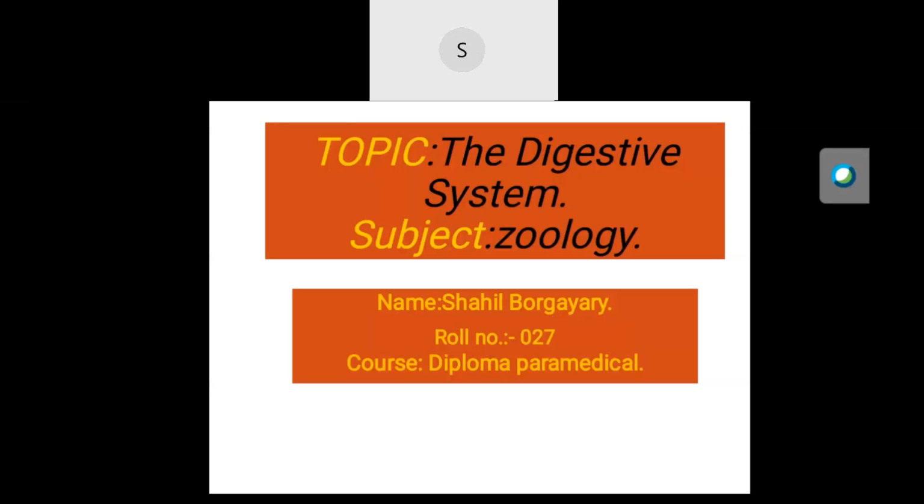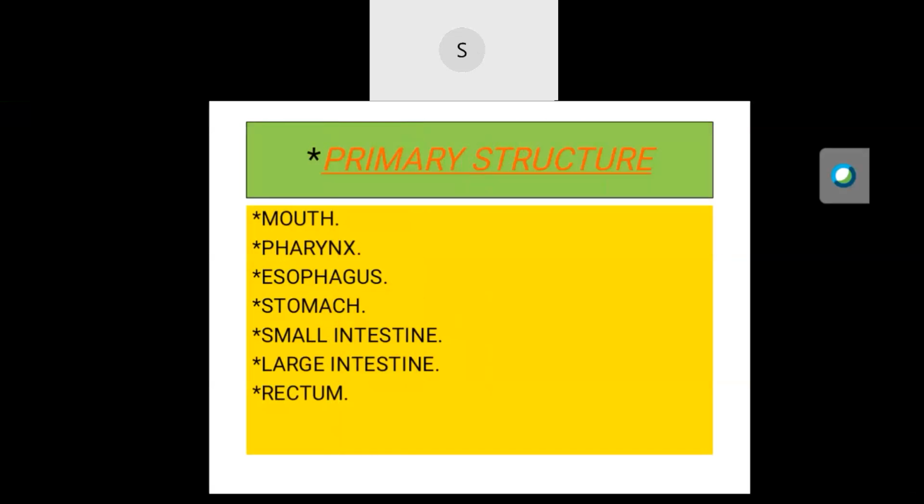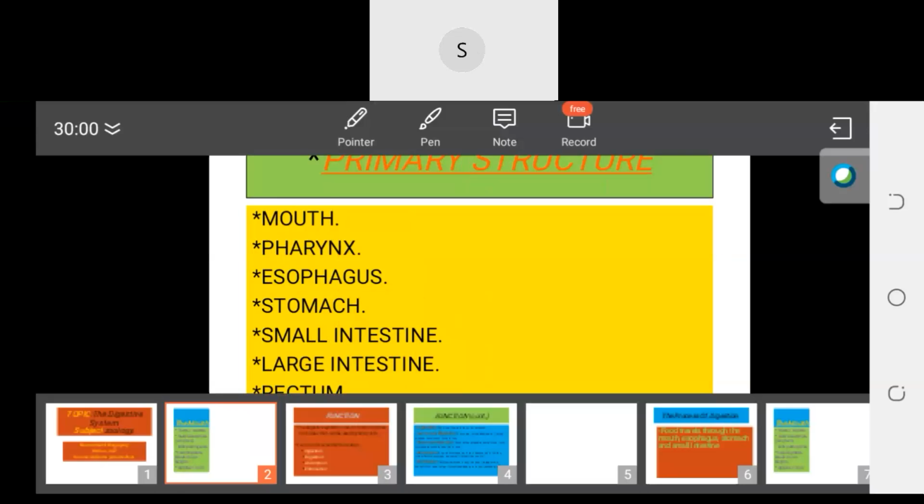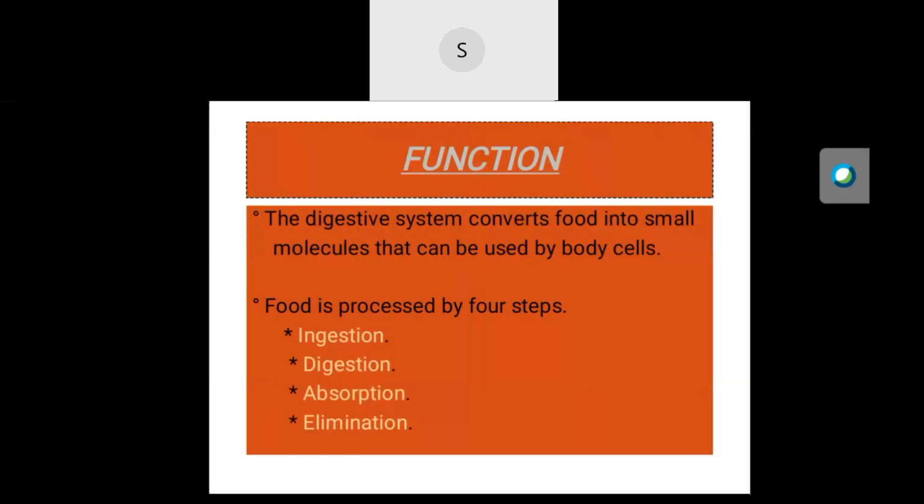Okay, ma'am. Good morning, ma'am, and to one and all present here. Today I am going to discuss the digestive system. The primary sectors of the digestive system are the mouth, pharynx, esophagus, stomach, small intestine, large intestine, and rectum. Now we are going to talk about each of these and its function.